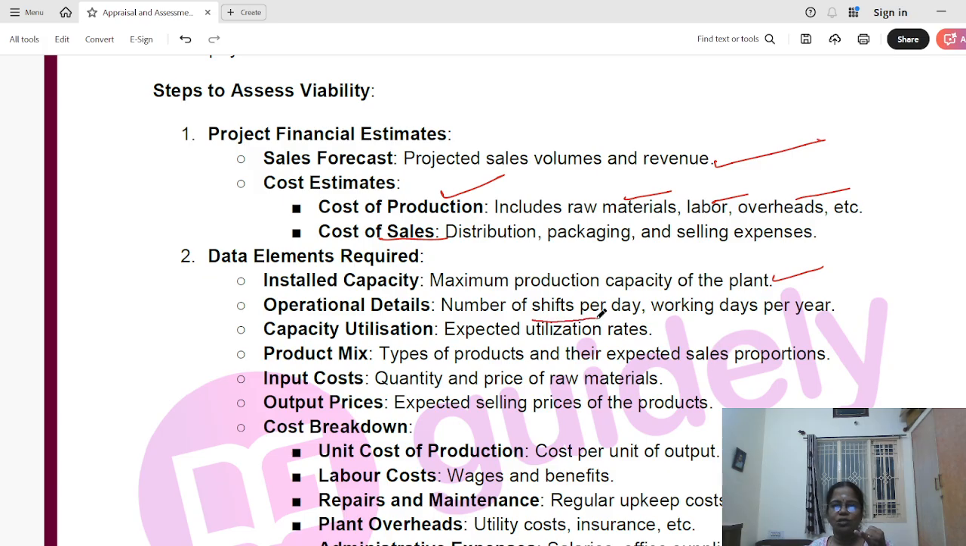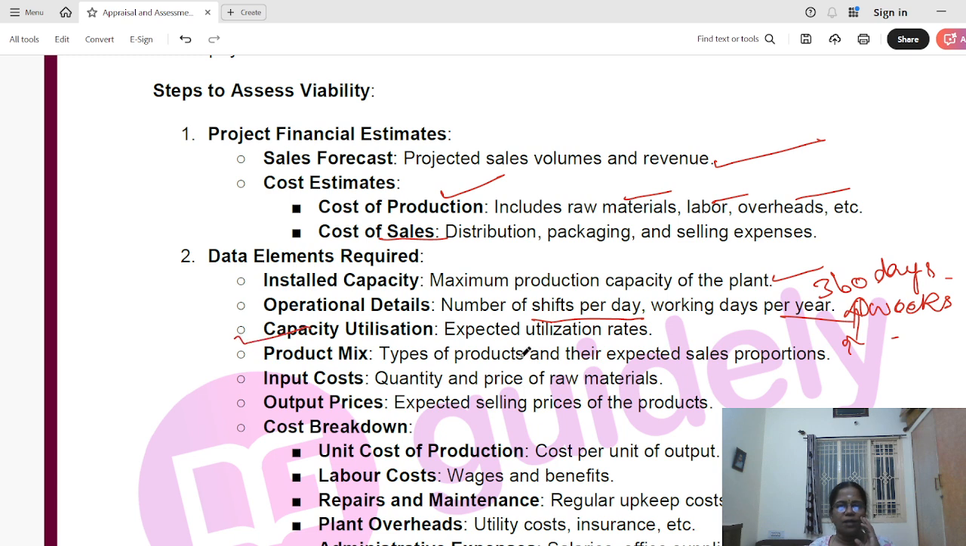Operational details: how many shifts there are per day, one shift or two shifts. Working days per year, a minimum of 360 days of working days. In this, 4 weeks off in a year, 4 weeks off will be there. In 12 months, okay, how many weeks? In some cases, 2 weeks off will be given. That is, in a week 1 day is off.